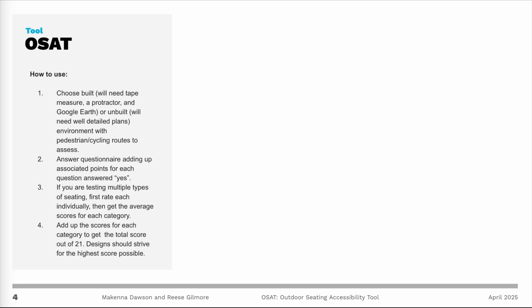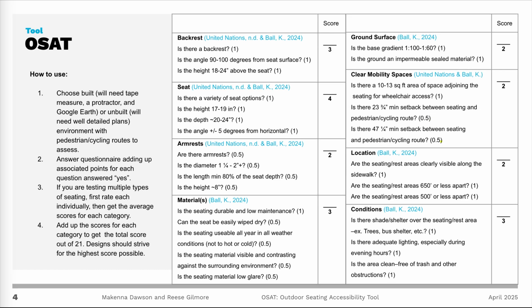Our tool, OSAT. So how to use it: you would first choose a built or unbuilt environment with pedestrian or cycling routes to assess. If you're using a built environment, you will need a tape measure, a protractor, and Google Earth. If you have an unbuilt environment, you will need extremely well-detailed plans. You will then answer the questionnaire, adding up the associated points for each question answered yes. If you are testing multiple types of seating, you will rate each of them individually and get the average score for each category. Lastly, you will add up your scores for each category to get the total score out of 21. The higher the score, the better.